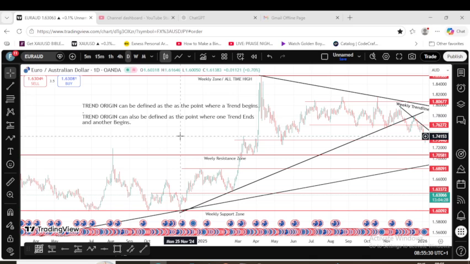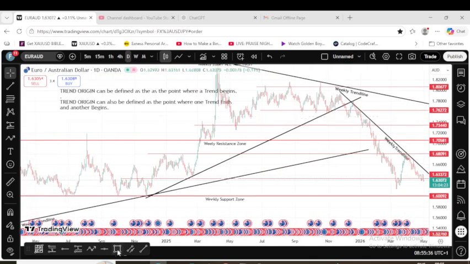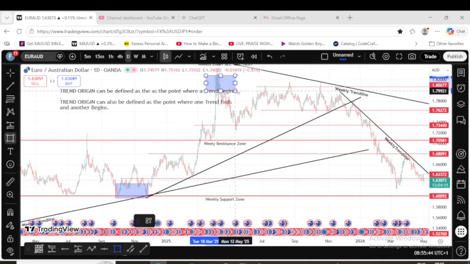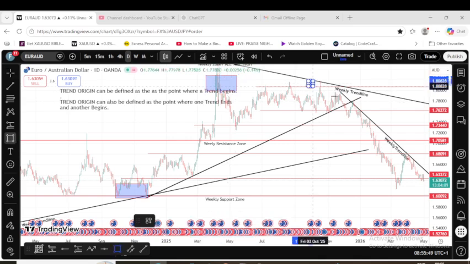So just based on that definition, where can we see one trend end and another begin? You can see one trend begin, one trend end here and begin. You can see another trend end and begin here. It's a bit hard for me to tell if it's here or here. Actually, it's when I say trend origin. But if I do that, then that means that this is also a trend origin.